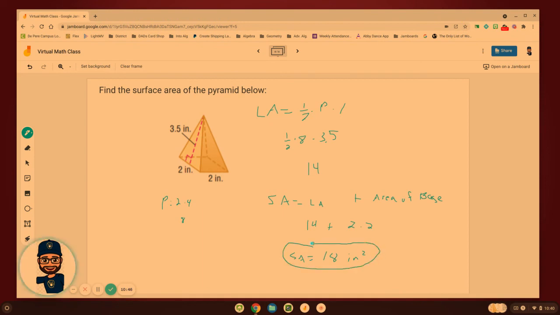All right, so that's how we're trying to find surface area, by using the lateral area to help us at first. We're going to have some practice problems today on area and surface area of pyramids.